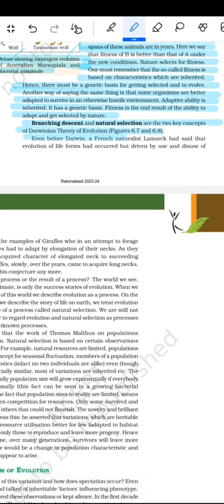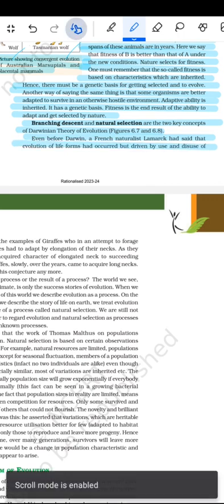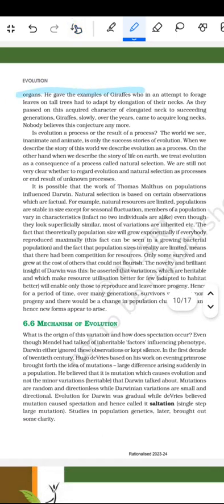Even before Darwin, a French naturalist Lamarck had said that evolution of life forms had occurred but driven by the use and disuse of the organ. He gave the example of the giraffe who, in an attempt to forage leaves on tall trees, had to adapt by the elongation of their neck. As they passed on this acquired character of elongated neck to the succeeding generation, giraffes slowly over the years came to acquire long necks. Nobody believes this conjecture anymore.